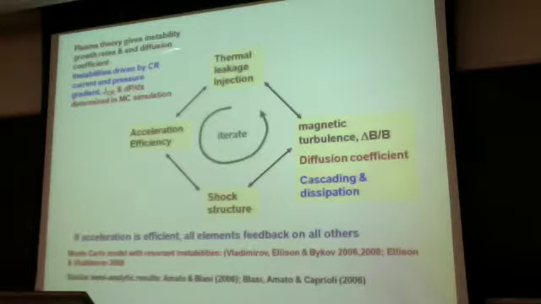So we have this process: thermal leakage injection, acceleration efficiency, shock structure. All of this is determined by what we assume for the diffusion coefficient, which is calculated from the magnetic field. So all these processes are connected together. The instabilities are driven by the cosmic ray current and pressure gradient, and these are determined by the Monte Carlo simulation. So you have to do this iteratively.